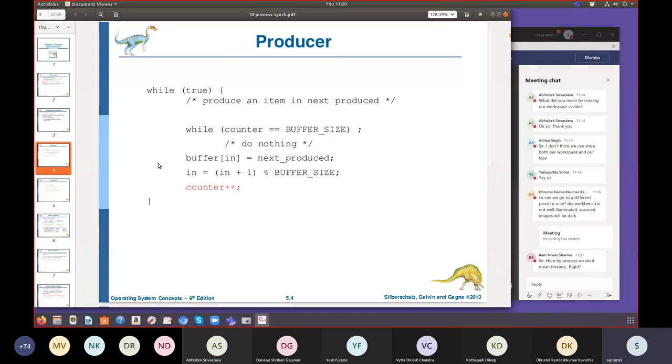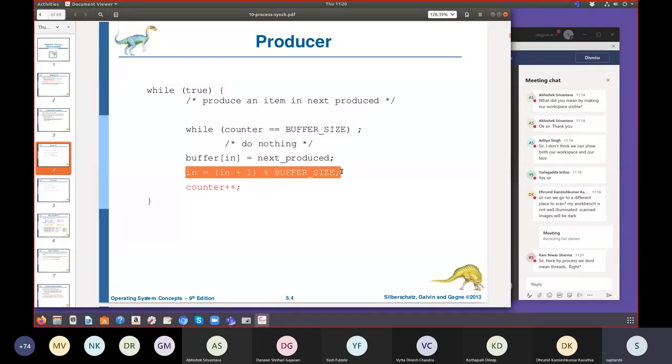Just as a recap, this is what we discussed earlier. This is the code for the producer. It produces an item and then it checks if the buffer is full. As long as counter is equal to buffer size, that means the buffer is full, so the producer should wait. It should not try to push new items in the buffer because the buffer is full. Once counter reduces, like it is no longer equal to buffer size, then it can push in the new element in the buffer.